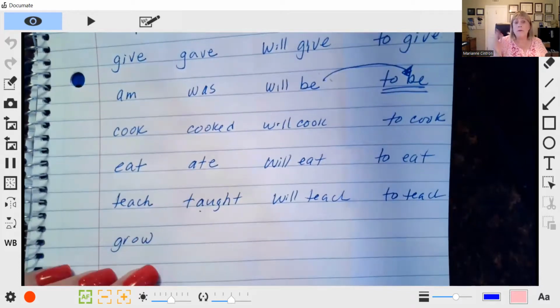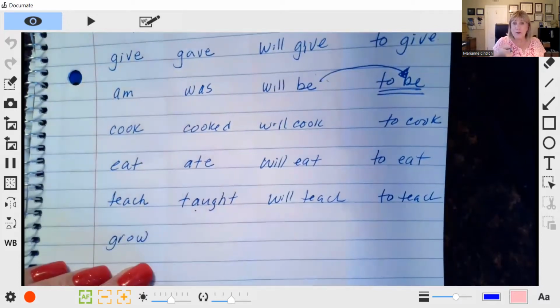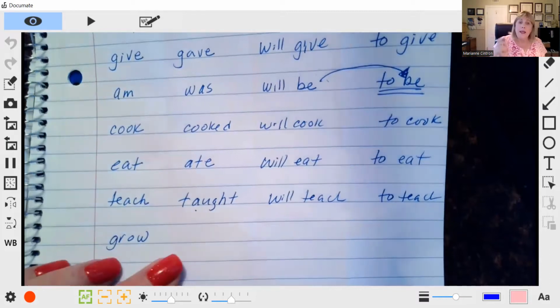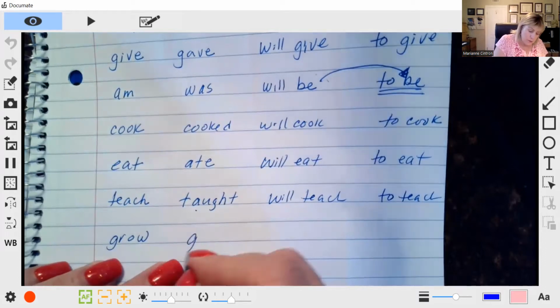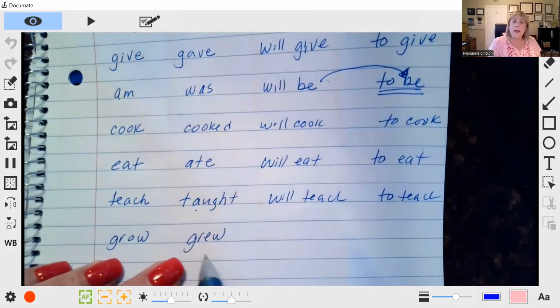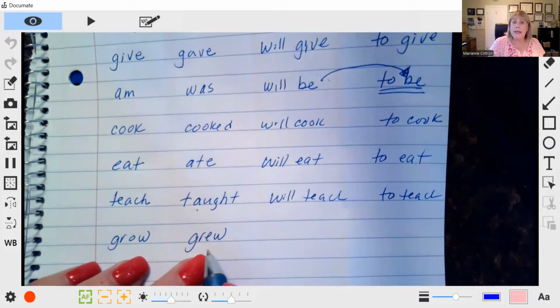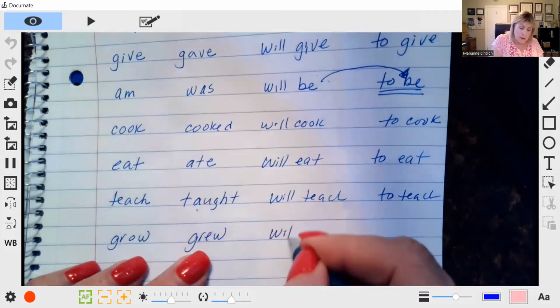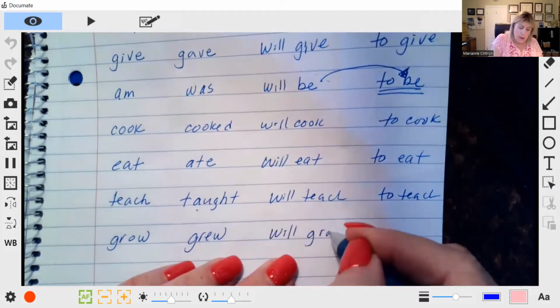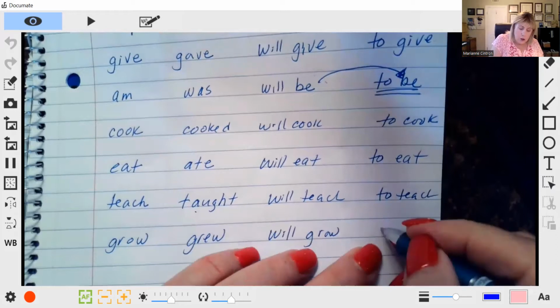The next verb I'm going to give is grow. I grow vegetables in my tower garden, and I really do. Yesterday or last week, you could even put some past tense, last month, they grew very large, grew. Is that regular or irregular? It's irregular because it doesn't end with an ED, like cooked does. And so then future is will grow. And the infinitive, to grow.